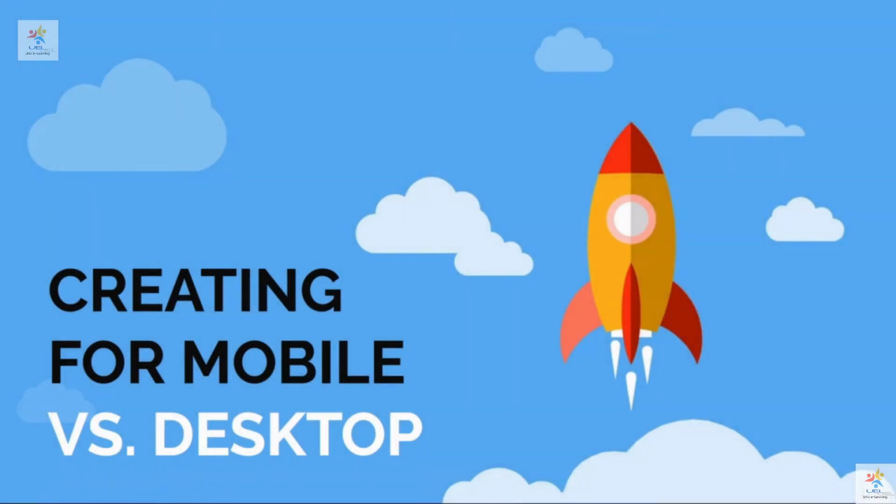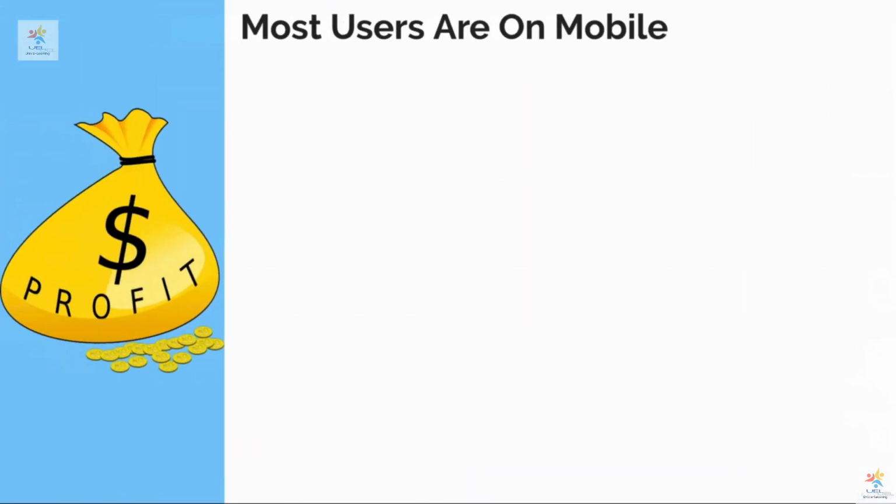Now let's discuss creating your YouTube videos and thumbnails for mobile versus desktop. Today, most users are on mobile devices of all sorts, and moving forward, there's just going to be more use of mobile. So really, mobile is the most important type of user because they're the most numerous.